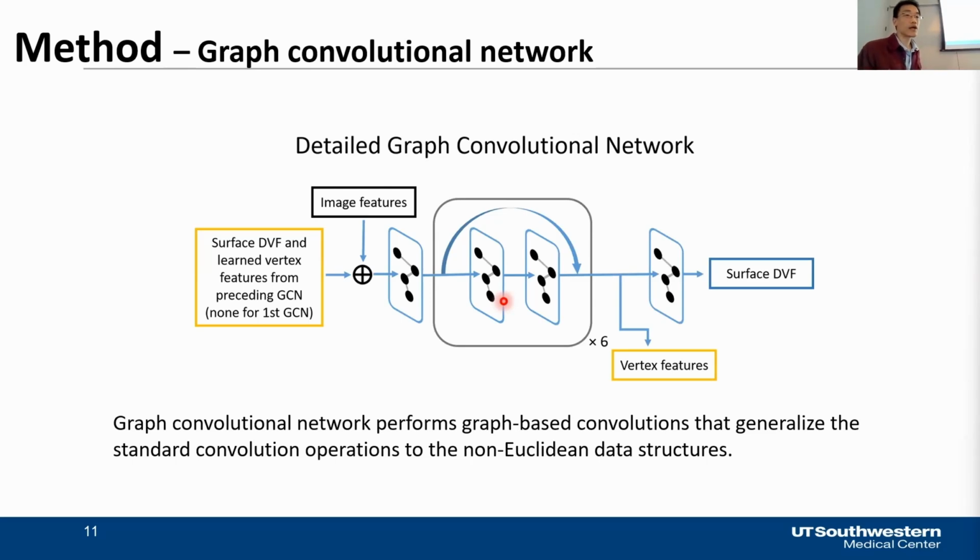Here I show you the detail of the graph convolutional network. Because we model the liver by a liver surface mesh, which lacks the Euclidean data structure, we have to use a graph-based convolutional network to perform the convolution operations. The graph convolution network consists of a series of graph convolution layers that are organized in the residual learning structure. The input is the pooled features and also the learned features from the preceding deformation modules. Then the network will predict a liver surface DVF for the deformation, and also learn the vertex features that can be fed to the consecutive deformation modules.